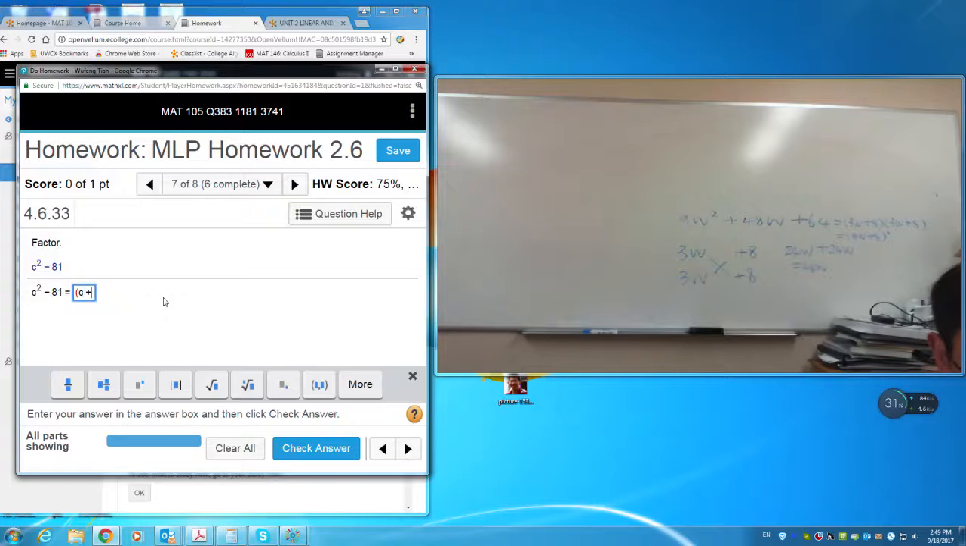C plus 9, and minus 9. Positive 9 and negative 9 cancel the middle one. And then 9 times negative 9 is negative 81.